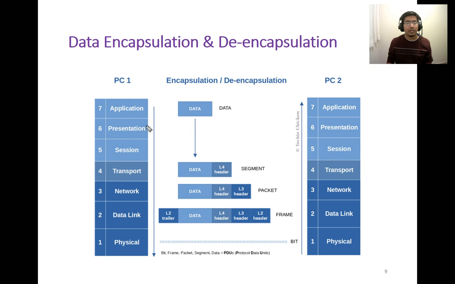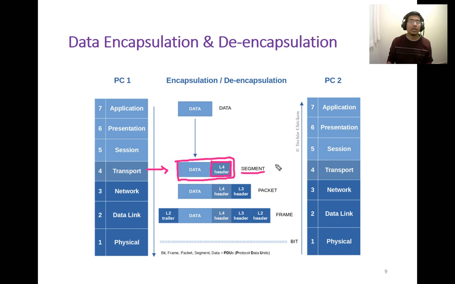This application layer data will pass through the presentation layer and session layer and reach the transport layer. In the transport layer, when it reaches, some tag information will be added to this data. And this is called the segment. Segment means the total part is called a segment.